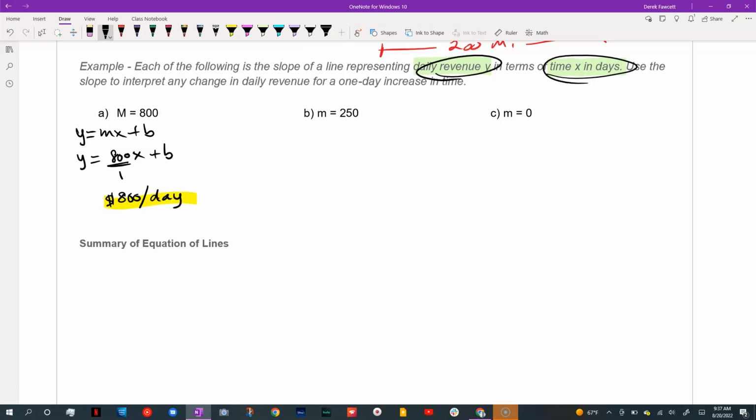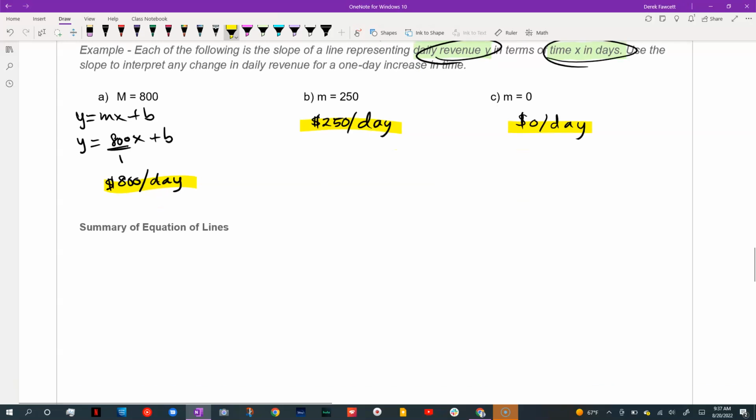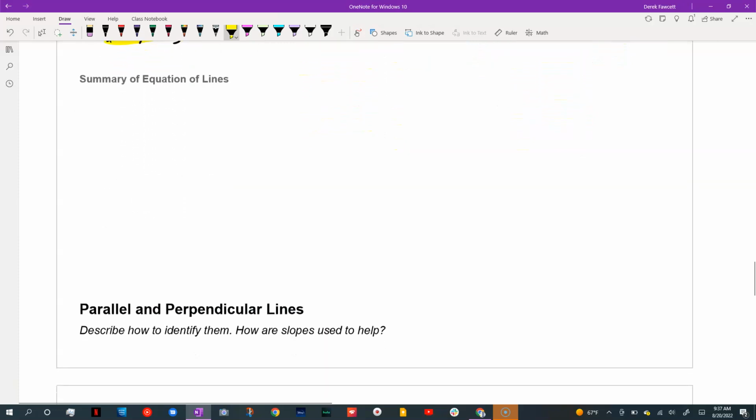Same thing on this one. In this case, this is going to be $250 per day. And the last one is just going to be $0 per day. Right? Which, if you're trying to make money, is probably not the number that you want to see. It's better than any negative numbers, but it's not the one that you want to see.